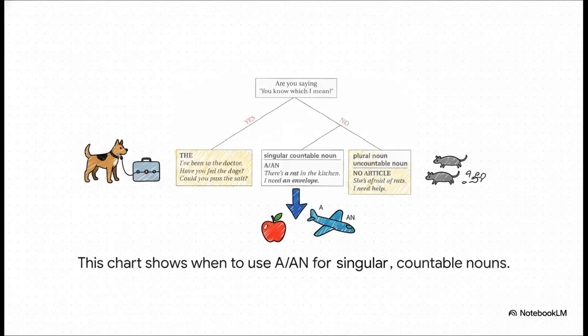And this chart here shows us how we even get to the point of choosing between a or an. Basically, if you're talking about a single countable thing, like one car or one hour, and you aren't talking about a specific one, that's where our sound rule comes into play. It just shows you exactly where this decision fits in the grand scheme of English grammar.